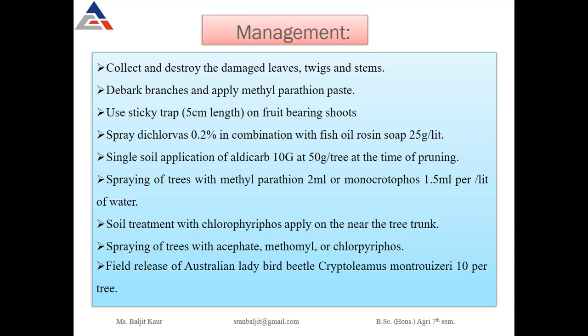A single soil application of aldicarb is sufficient to control this insect. We can spray the trees with methyl parathion. Soil treatment with chlorpyrifos can be done near the trunk of the trees. Plants can be sprayed with acephate, methomyl, or chlorpyrifos. And field release of the Australian ladybird beetle can control this insect.